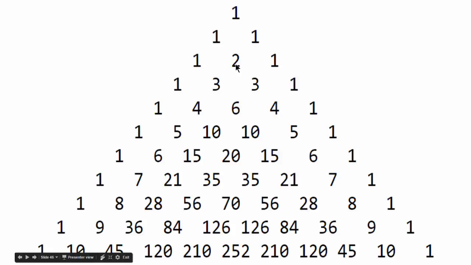2 is the result of the number on top of it, which is 1, plus the one beside it, so 1 plus 1 is 2. 4, for example, is the result of the number on top of it, which is 1, plus the one beside it, which is 3, so 1 plus 3 is 4. 20 is the result of the number on top of it, which is 10, plus the one beside it, 10. 10 plus 10 is 20. 28 is the result of the number on top of it, which is 7, plus the one beside it, 21, so 21 plus 7 is 28.